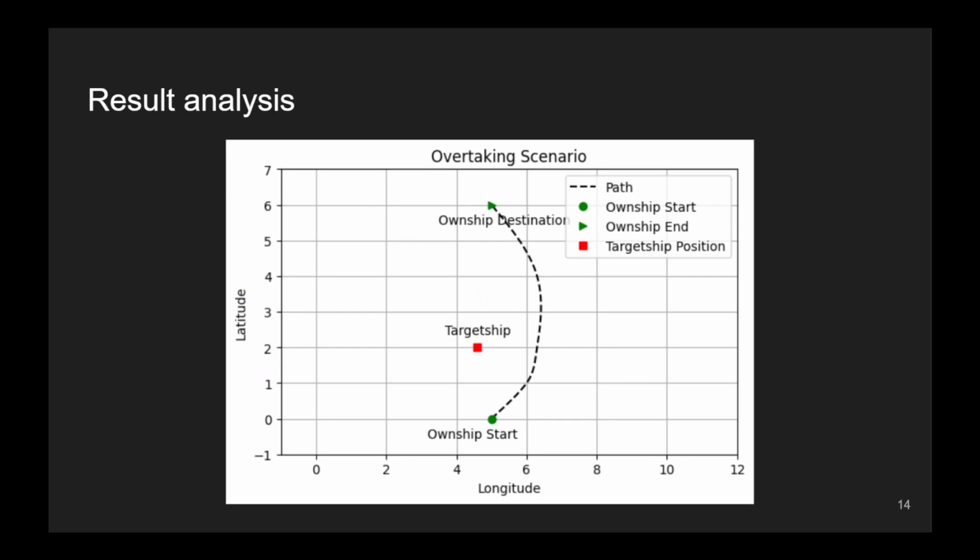Now let's talk about the result analysis. We trained the agent using three different scenarios. In this scenario, the target ship is moving in the same direction as the own ship, and the own ship wants to overtake it. As you can see, the own ship successfully avoids the target ship and reaches its destination. The black dotted line denotes the path that the agent took to reach the destination.